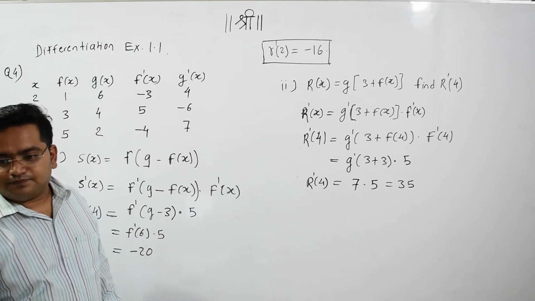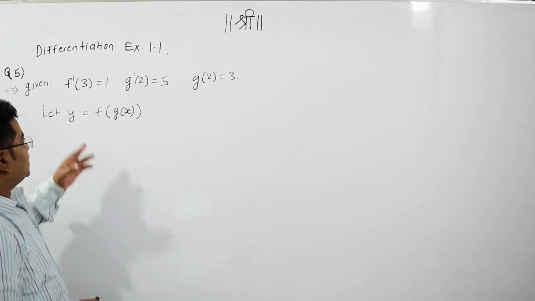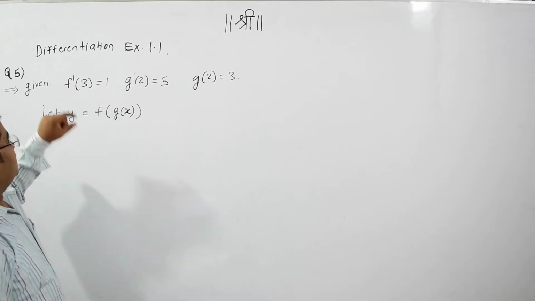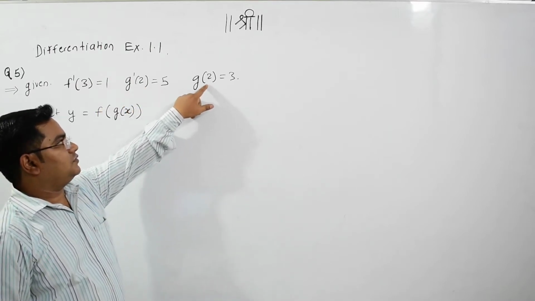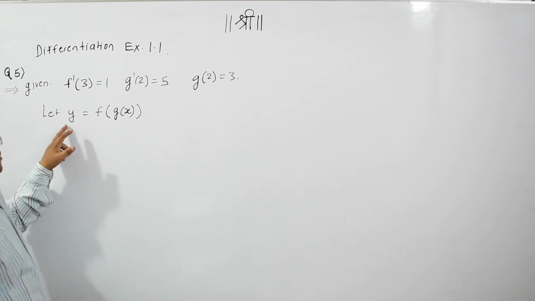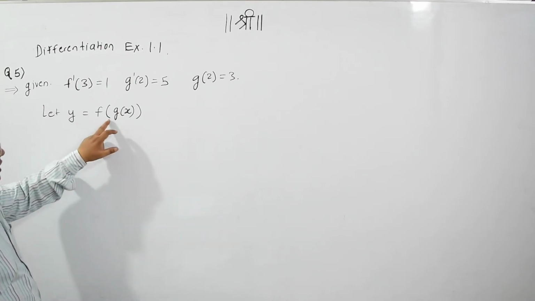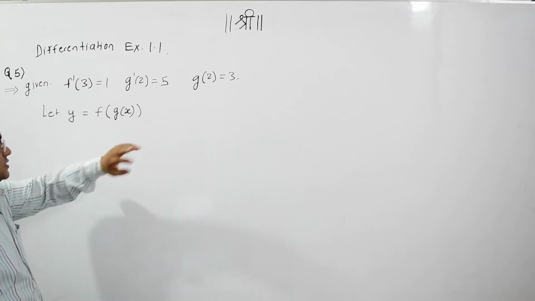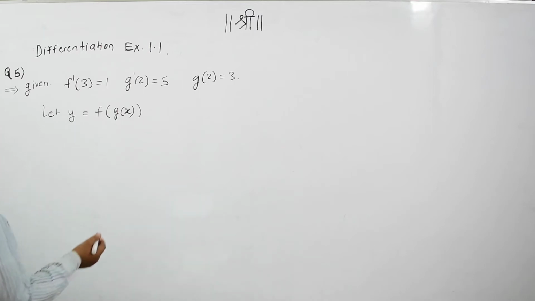Now next step is what? Our question number 5 says something. As you can see, this question says that f dash of 3 is equal to 1, g dash of 2 is equal to 5 and g of 2 is equal to 3. Now they have told us that the given function y is such that y is equal to f of g of x. What we need to find out is dy by dx at x is equal to 2. Hope I am correct? Yes, I am correct.